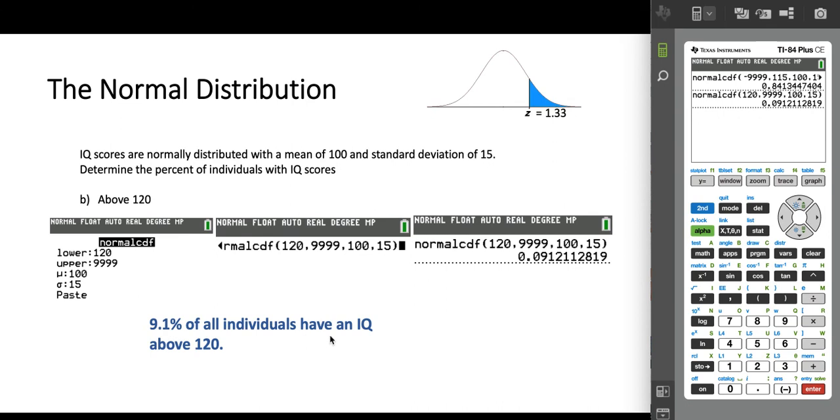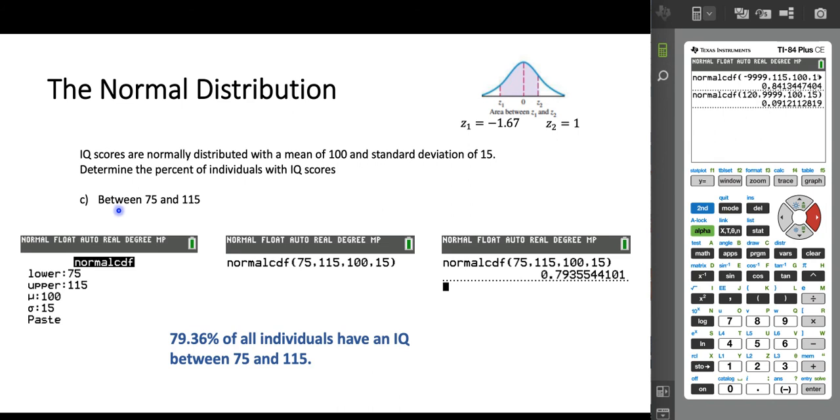Okay, one more example. The area between 75 and 115. So what percent of all individuals have an IQ between 75 and 115? You have to go through that really long process if you're using the z-scores. Way easier if you're using the calculator. So second distribution, CDF. The lower score is 75. The upper score is 115. Make sure your mean and your standard deviation are correct. Just paste that in your calculator and you're done in like 3 seconds. 79.36% of all individuals have an IQ between 75 and 115.